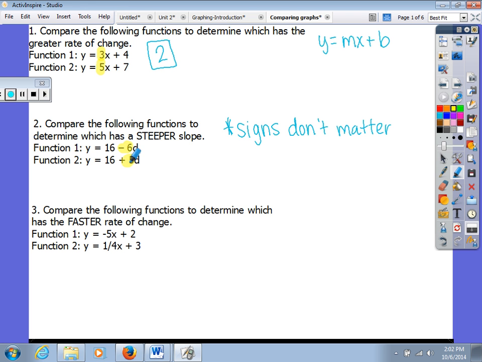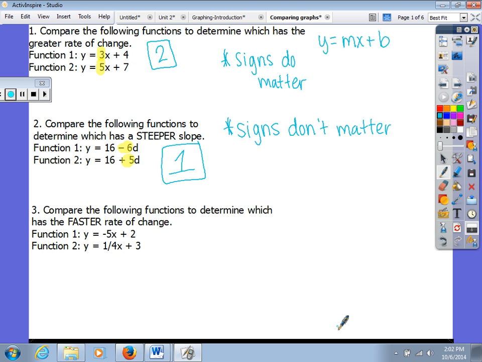+5. Now since we're talking about steepness, which one is steeper, function 1 or function 2? Function 1. What if I had asked, though, which one has a greater rate of change? Yeah, greater rate would have been function 2 because we do care about signs. So greater, your signs do matter. And you might want to just make a little note. Signs do matter. Okay?